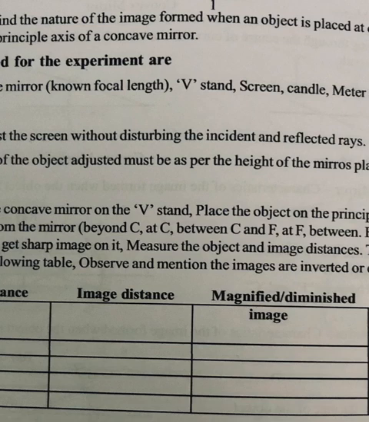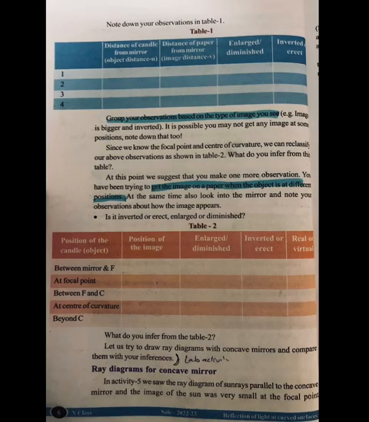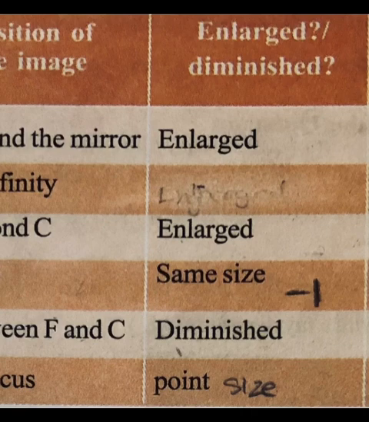Measure the object and the image distances. Note down the values you have gotten in the following table. Observe and mention if the image is erect, inverted, or real. You can see the table on page number 6, table 1 and table 2. Observation: you can see the given table right now on the screen.